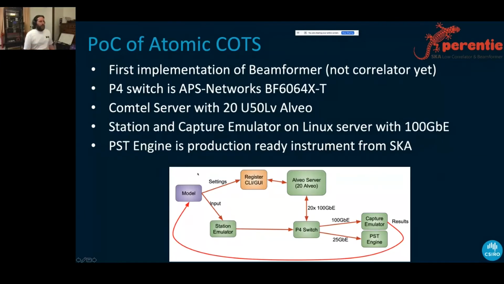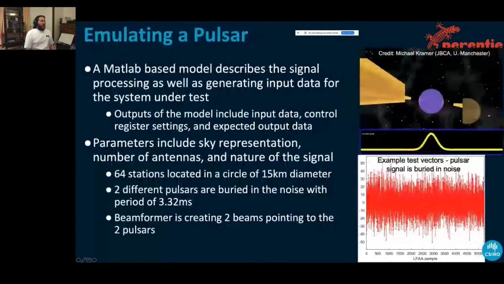So the idea is we're going to have a model that will generate the input. We send all this data to the P4 switch. The P4 switch sends the correct data to the correct Alveo, then back, and that will have formed two beams, and we'll be able to capture these beams and compare the two results.